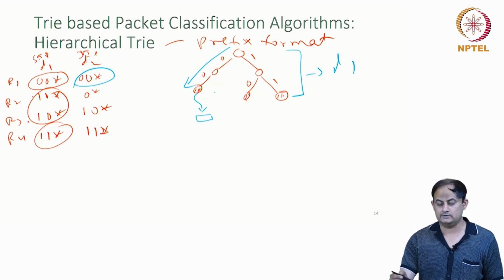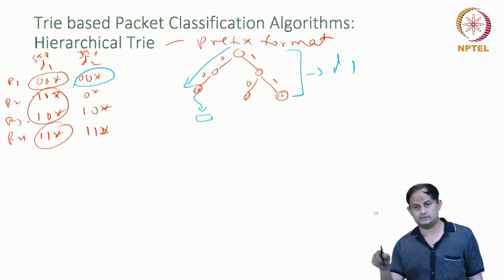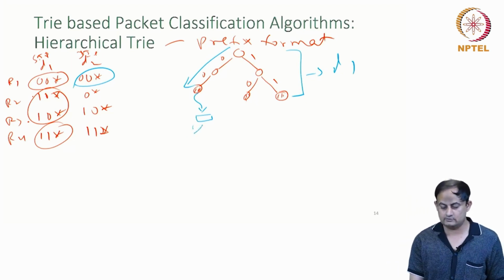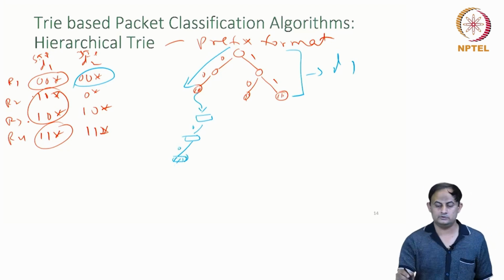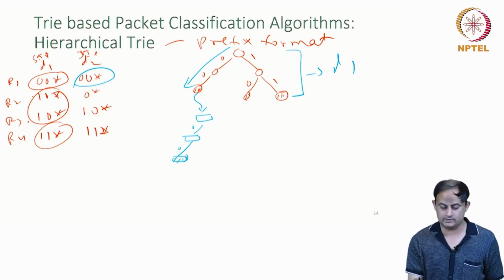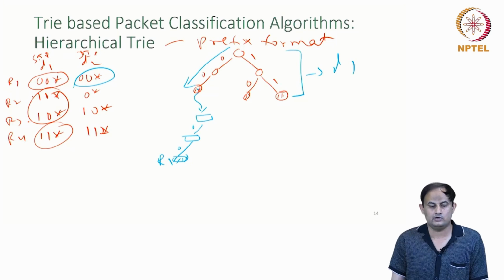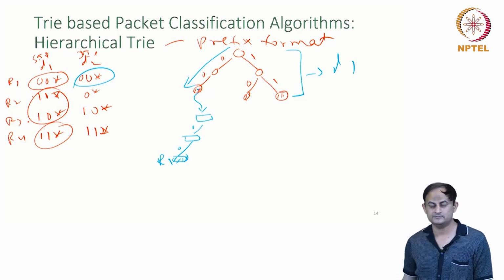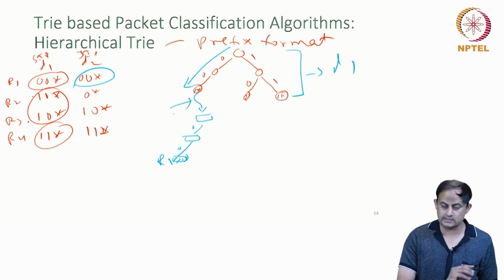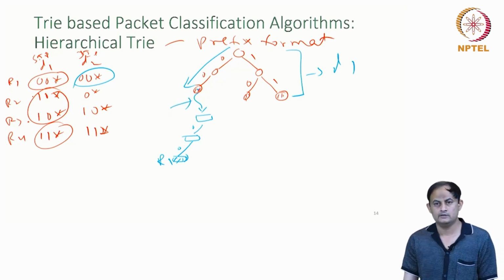I am going to differentiate the first dimension and second dimension with circular nodes for the first dimension and rectangular nodes for the second dimension. So this says that on 0 is 00 star. So you go here and mark this. 00 star for the first dimension, you came here, and another 00 star, you came here. This is the node which is representing the rule R1 in your classifier. So remember, this doesn't cost you anything. You are not reading anything from the header.